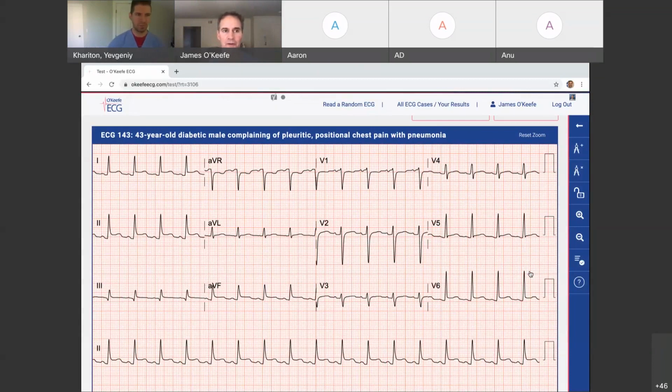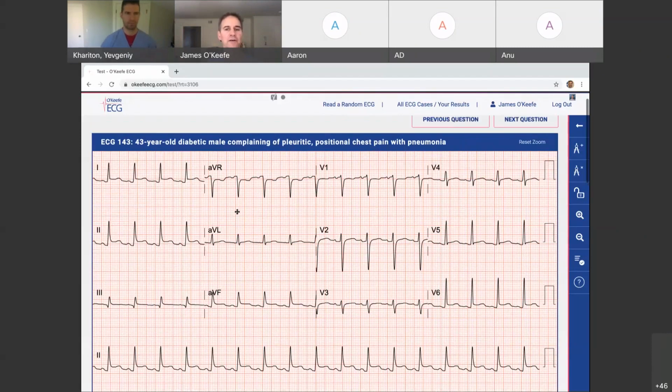Before you even look at the tracing, you'd say this is a male complaining of pleuritic positional chest pain associated with pneumonia. It's a no-brainer. You'd say, is there pericarditis here? Yeah, there's ST segment elevation everywhere. There's PR depression over here in 2 and 3 and V5, V6. So yeah, this is classic. You'll see ST segment elevation typically everywhere except aVR, where it's the mirror image of that.